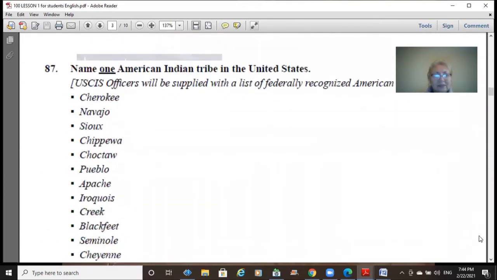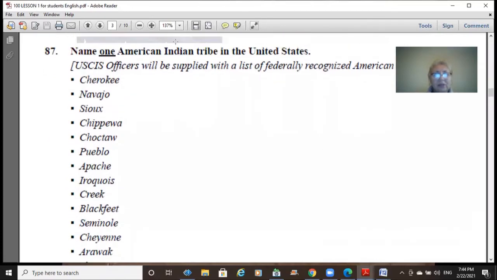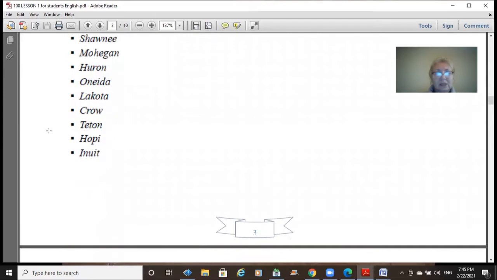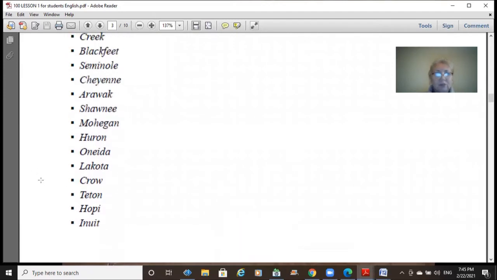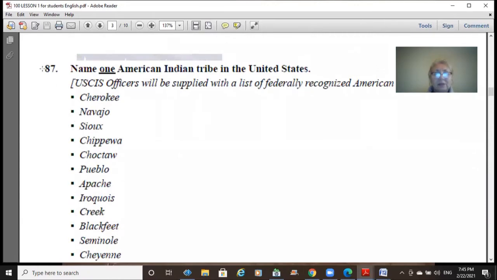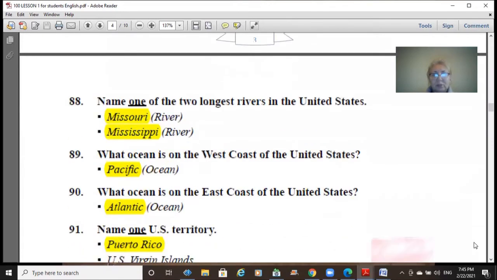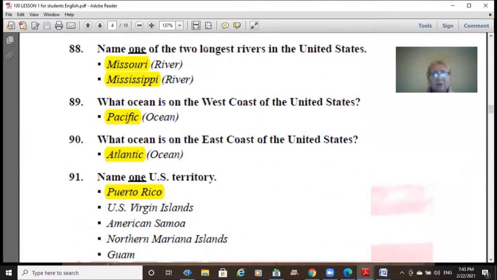Number 87, name one American Indian tribe in the United States. And there is a lot of them in the United States. I did not mark any one of them. Please pick the one that is easier for you to remember. Next one, question number 88. Name one of the 2 longest rivers in the United States. I'm not sure which one is easier for you to remember. I marked them both, Missouri and Mississippi. You don't have to say river.